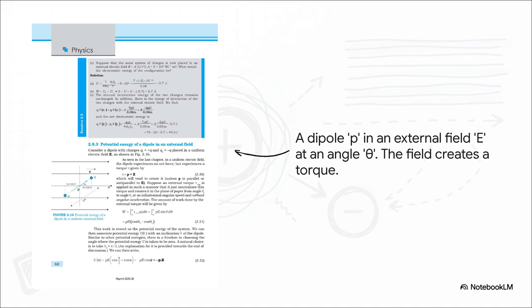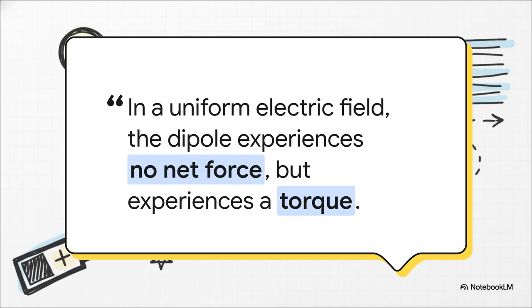Take a look. You see the uniform external field lines, E, all pointing to the right. And sitting in this field is our dipole, with its positive and negative charges. That vector p is the dipole moment we just talked about. And the most important variable here is that angle, theta. It's the angle between the dipole's orientation and the direction of the electric field.